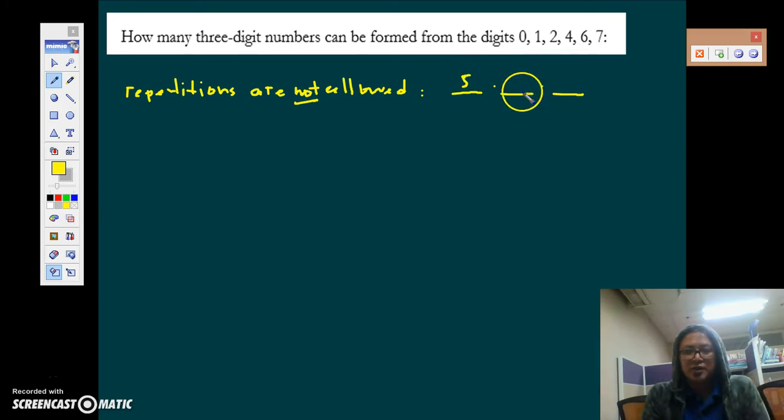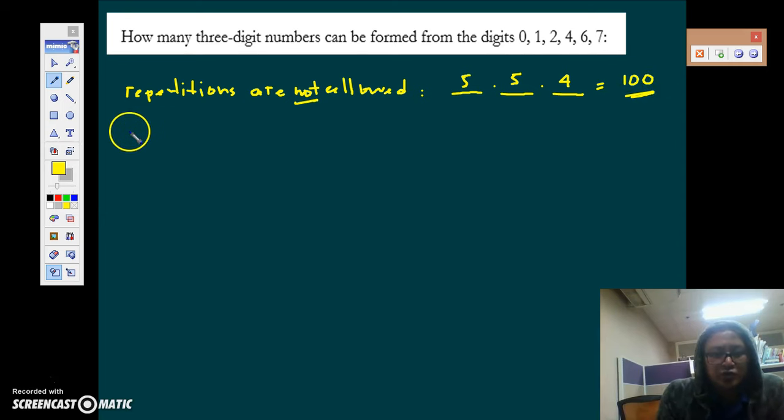If repetitions are not allowed, then whatever we have chosen from these 5 cannot be used anymore, but we can now choose 0 as our tens digit. Therefore, this would also be 5. For the units digit, remember that we have already chosen 2 digits, one for the hundreds and one for the tens, from the 6. So there will be 4 choices left for the units digit. This would be 5 times 5 is 25, times 4, 100 ways.